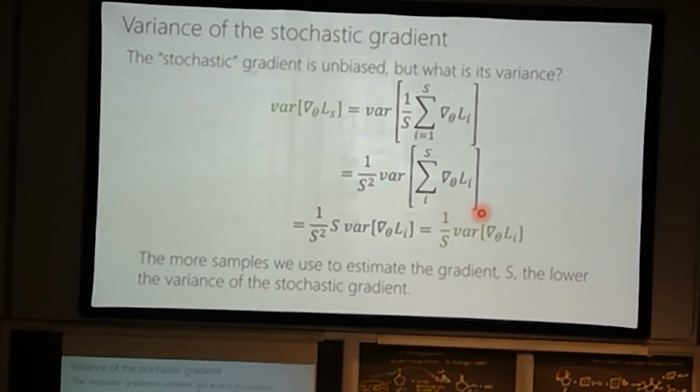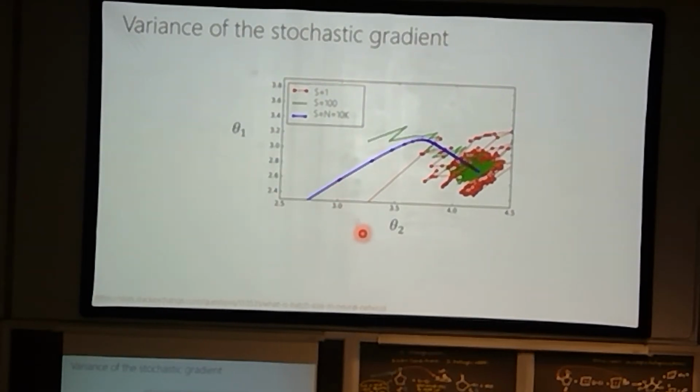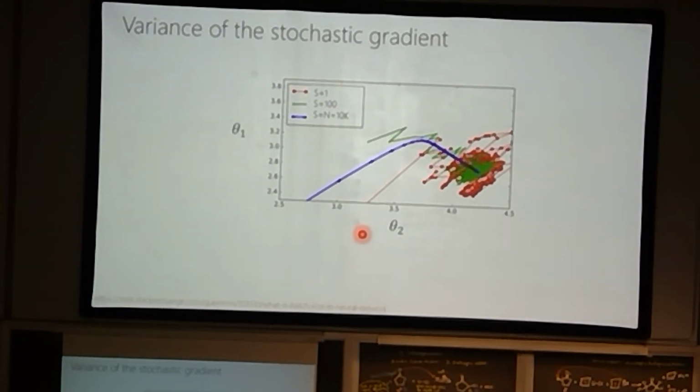And so altogether, it basically just gives you 1 over S times the variance of the gradient. And so the more samples that we use to estimate the gradient, the lower the variance of that stochastic gradient. I think that's pretty natural, right? At some point, if we're using all the training data, then actually there's no variance. That is actually the true gradient with respect to the training data.